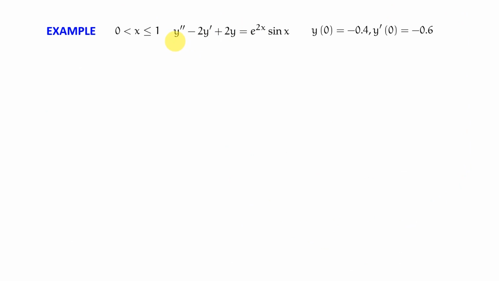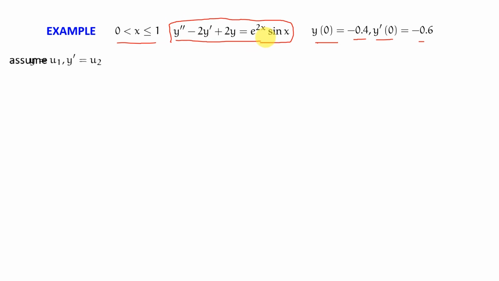Let us consider an ordinary differential equation initial value problem where we are interested in finding y within the interval x from 0 to 1, where at x equal to 0 the initial conditions y and y prime are given, and my ODE is given by y double prime minus 2y prime plus 2y equals e to the power 2x sin x. So first we have to break it down into two first order ODEs.